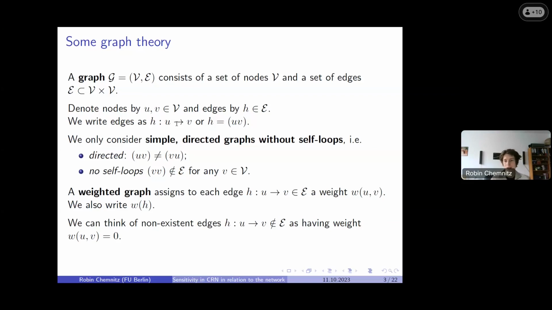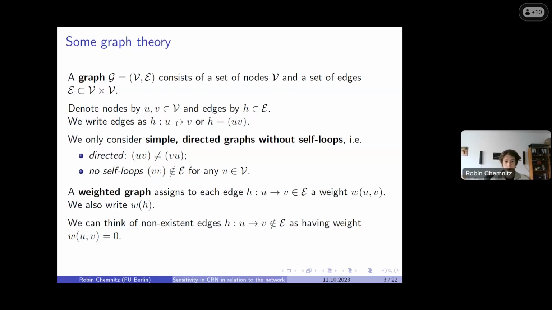Simple just means that edges only connect one node to one other node, and between any two nodes there can be only one edge. This will be important later for chemical reaction networks, because their network structure is not simple. They're not represented by a simple graph yet.